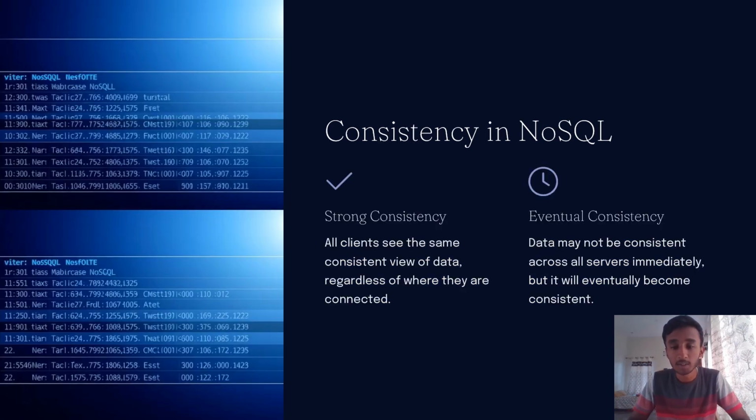Now consistency in NoSQL: strong consistency and eventual consistency. With strong consistency, all clients see the same consistent view of the data, regardless of where they are connected. With eventual consistency, data may not be consistent across all servers immediately, but it will eventually become consistent.